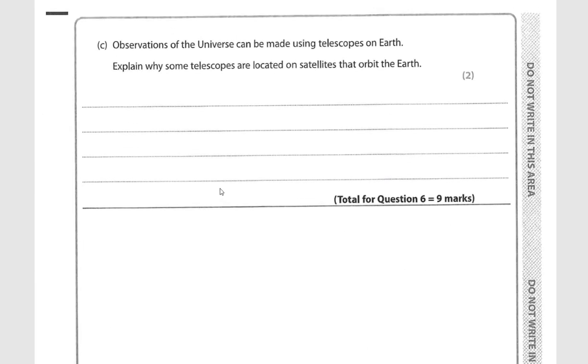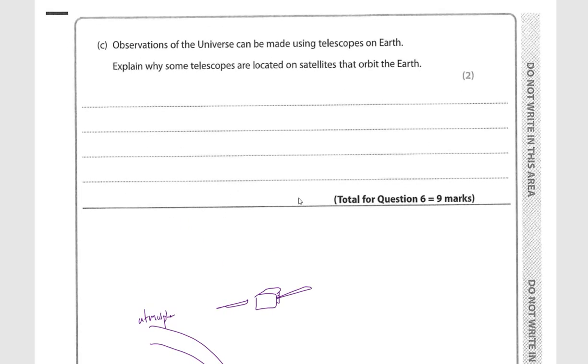First of all, we've got the Earth, the atmosphere, and a satellite. Now the question is why some telescopes are located on a satellite in orbit. Why is it there?